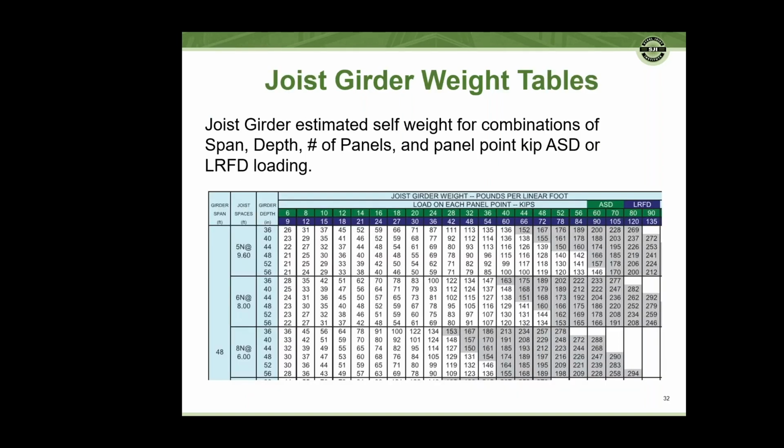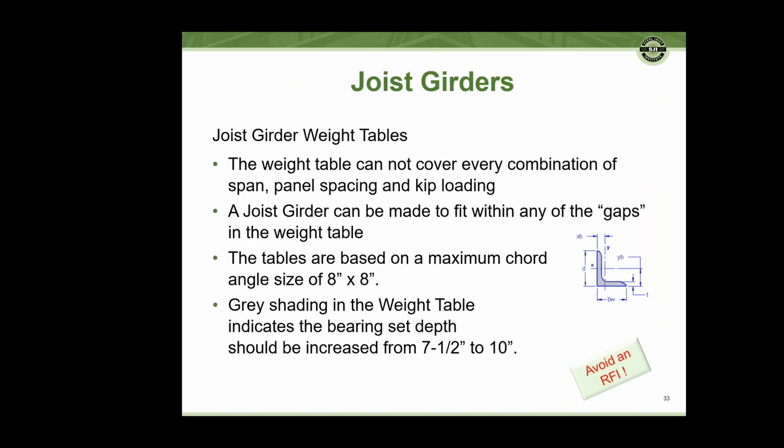Here's the joist girder weight table, and this gives the estimated self-weight for different combinations of the span, the depth, the number of panels, and the panel point kip loading in either ASD or LRFD. And we see that there's a gray shaded portion off to the right-hand side. So this weight table does not cover every combination of span, panel spacing, and kip loading, which has become too cumbersome because there are many combinations.